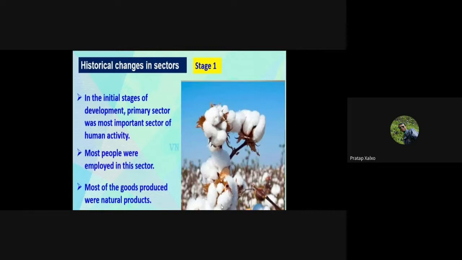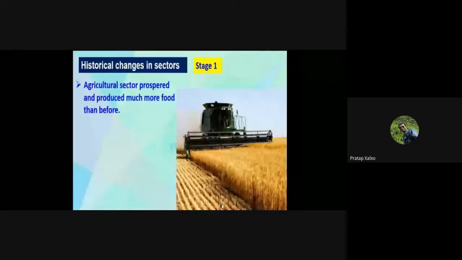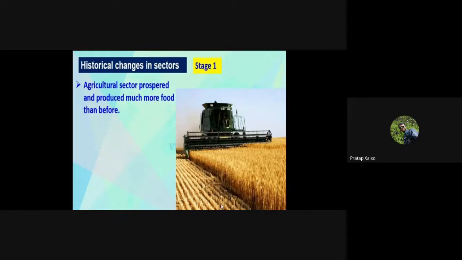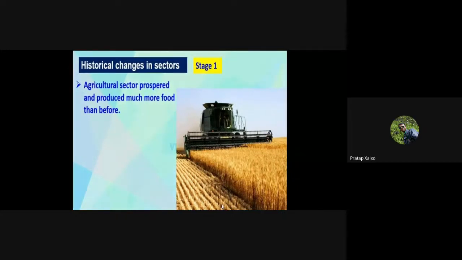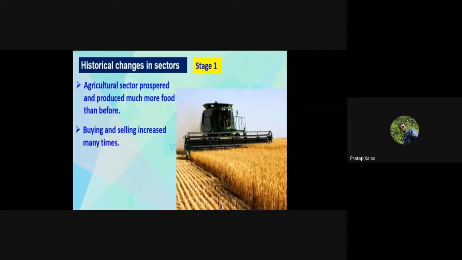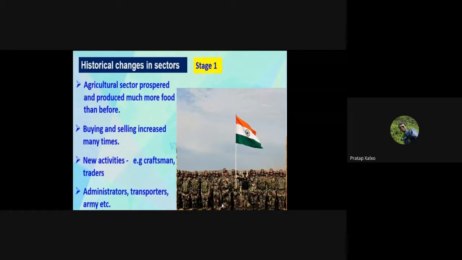Agriculture sector prospered and produced much more food than before. Buying and selling increased many times, and new professions developed, like craftsmen and traders, administrators, transporters, and even army. So this was stage 1.